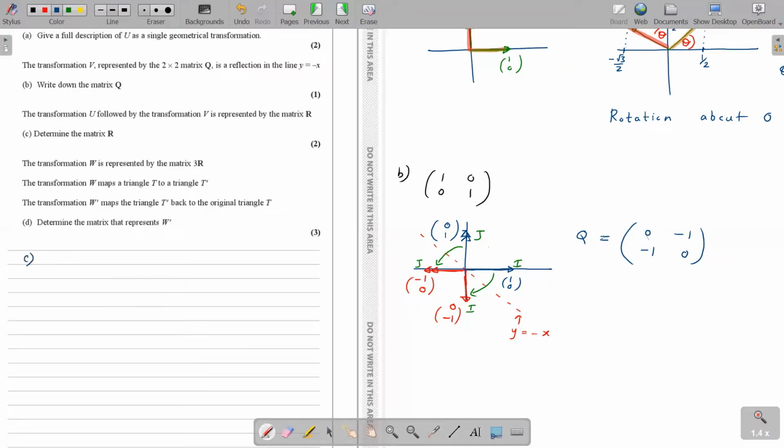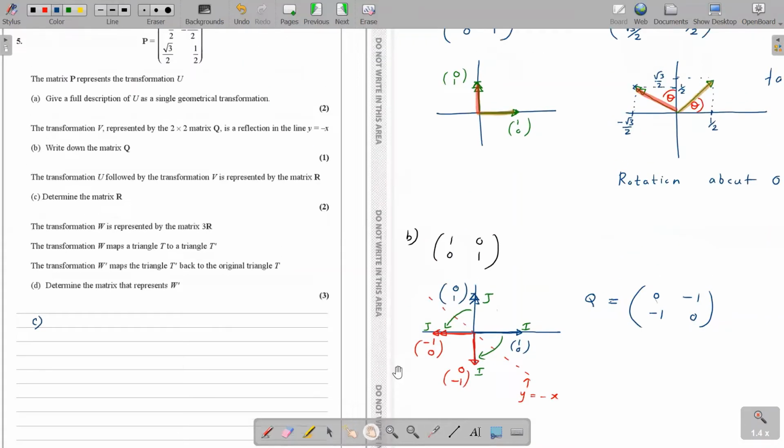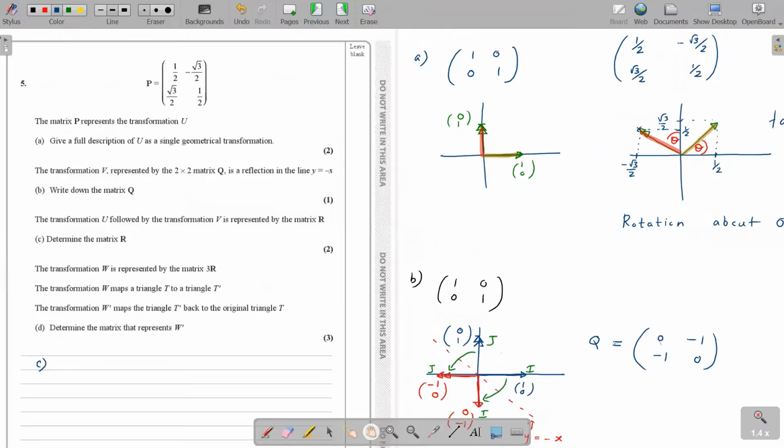In part C, they say the transformation U followed by the transformation V is represented by the matrix R. Are you following the transformations here? Transformation U is represented by matrix P, and transformation V is represented by matrix Q. Just make sure you follow along with what I'm saying here.